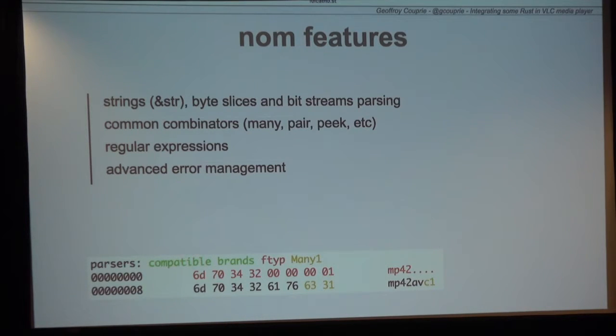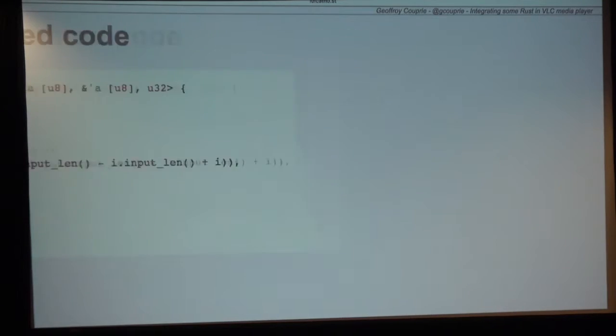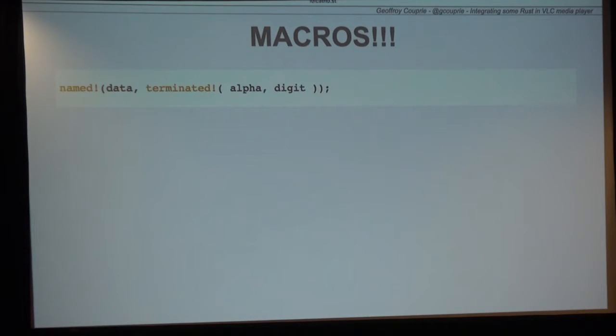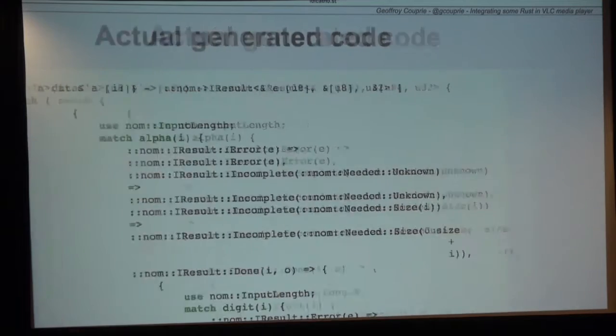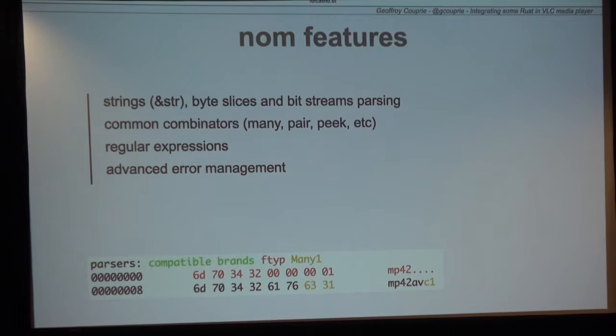Okay, and you have the combinators. Like terminated: parse the first thing, parse the second, return the result of the first. And there are lots of different combinators, like many, which will try to apply a parser again and again and again and return a vector of the results. Pair will generate a tuple with the first result and second result. Peek will apply a parser on the input, see if it works correctly, but will not consume anything. It just takes a look at the data and says, okay, it's all right, it's what I recognize.